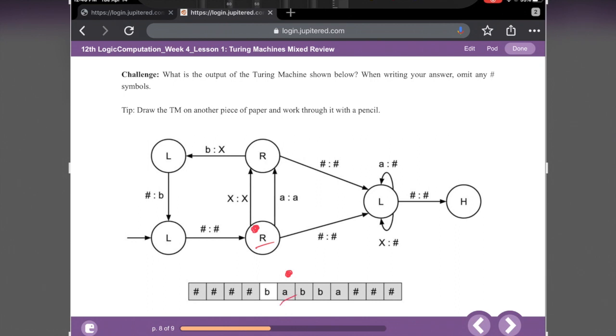Okay, now we read an A. So we can follow this state transition, which tells us to go to the right again. Okay, here we are now. It says if you see a B, you can replace it with an X, and then immediately go to the left. Okay, let's do that. So I'm going to replace this with an X, and then immediately go to the left.